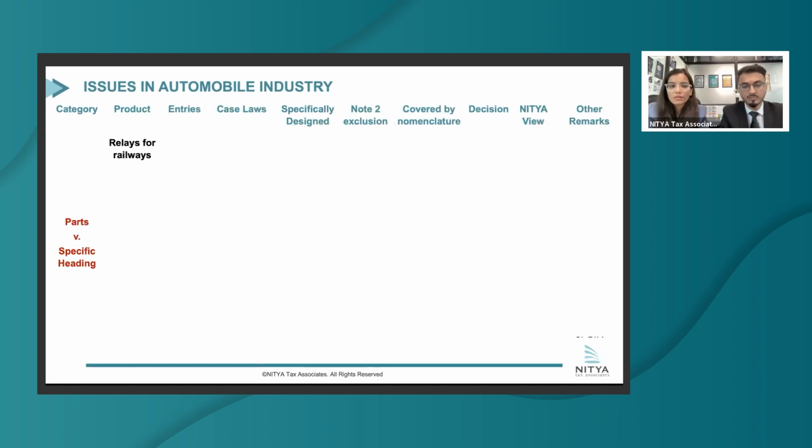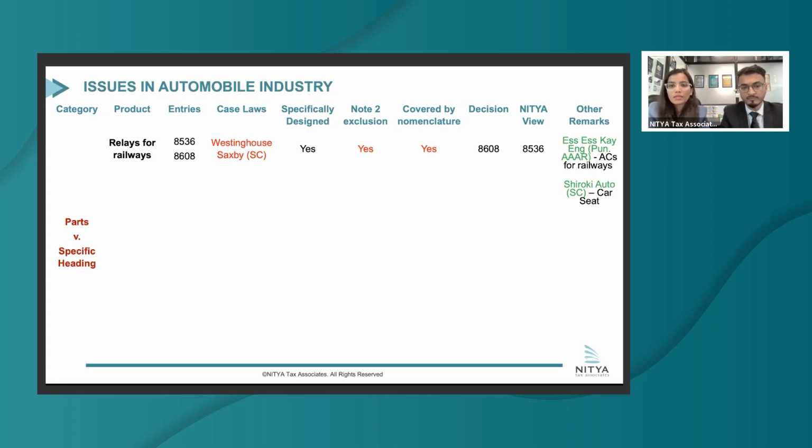Let's again look at relays for railways. In Westinghouse they were classified as parts of railways. However, since they are excluded by Note 2, the correct classification is under their specific heading, that is relays. So in our view, the judgment was incorrect, and then an instruction was also issued. There have been multiple other judgments that support this view, that if a particular product is excluded by Note 2, which we discussed in the initial part of this session, it will go to its respective heading.